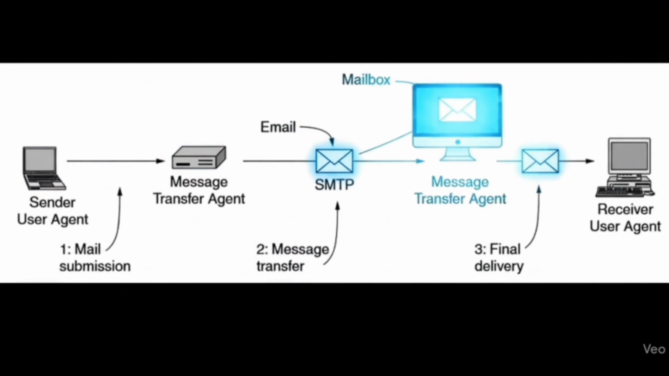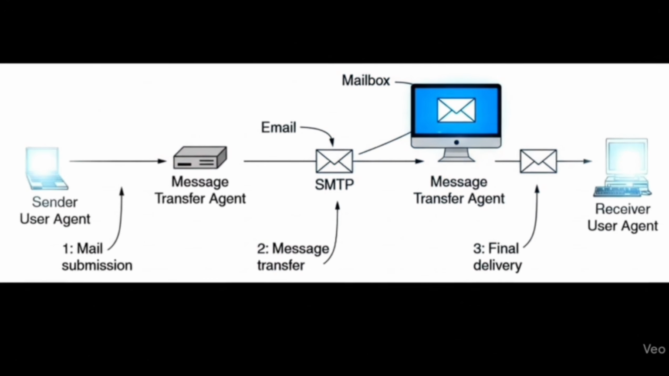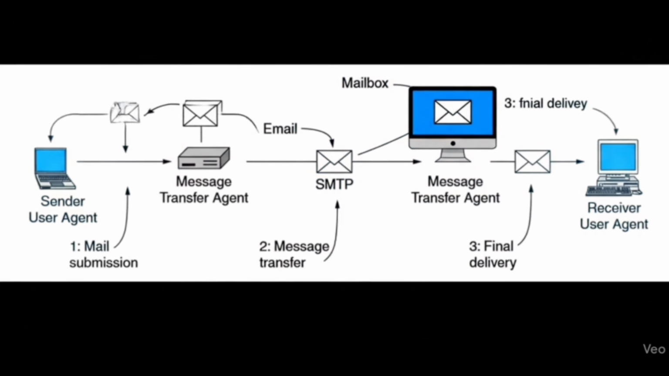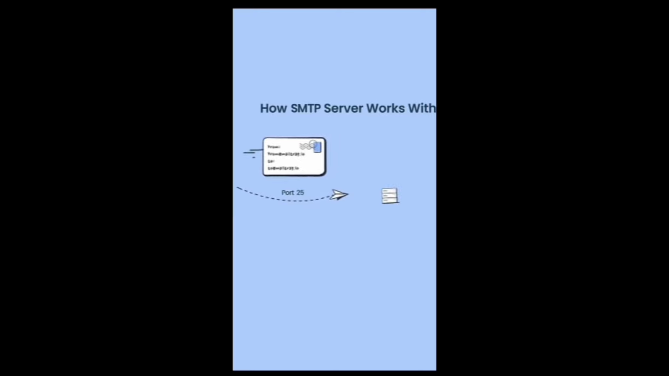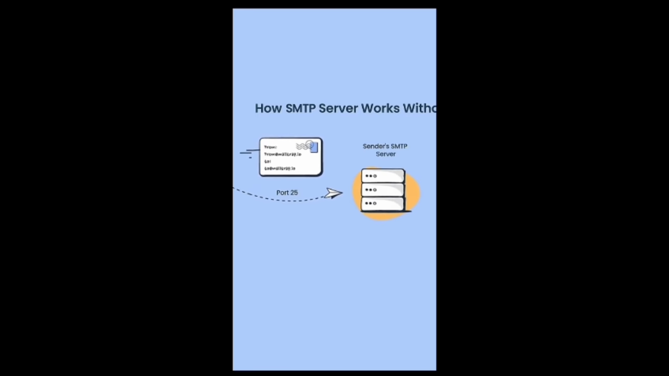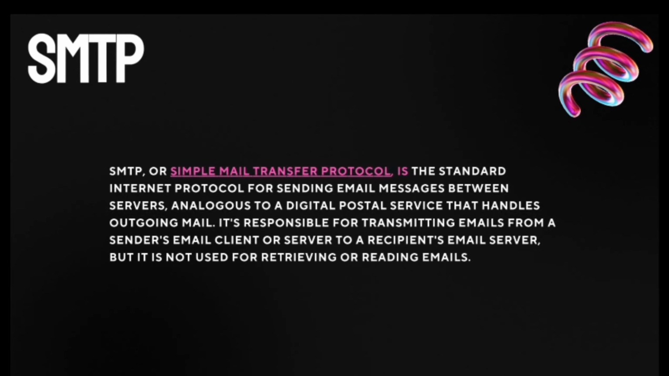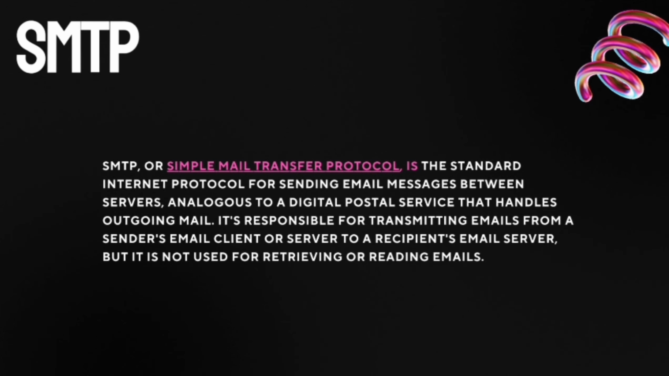When you hit that send button, your email client like Gmail, Outlook, or Thunderbird connects to a special server called the SMTP server. Now, SMTP stands for Simple Mail Transfer Protocol. Think of it as the digital post office of the internet. SMTP's job is to take your outgoing email and push it towards its destination. It talks to other mail servers using reliable connections, usually through port 25 or 587.